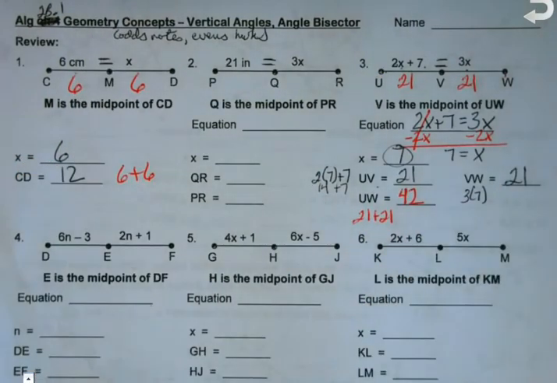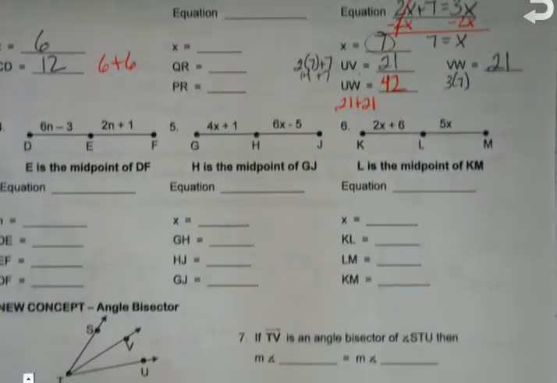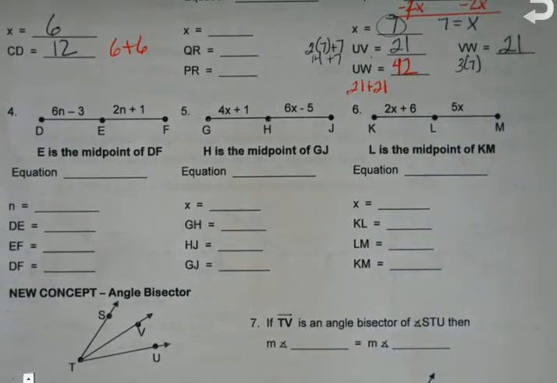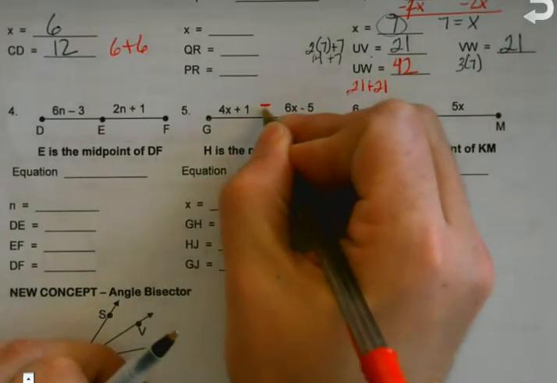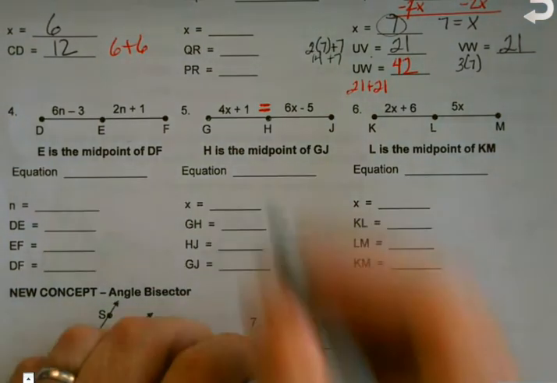So there's going to be a process to this. Not only am I going to have to figure out what x is, or whatever the variable is, then I'm going to have to plug it back in. But it's all the type of stuff that we've done already, so it's just putting it all together. That would be similar in number 5 when we get there. When I see the word midpoint, I'm just going to put in an equals.